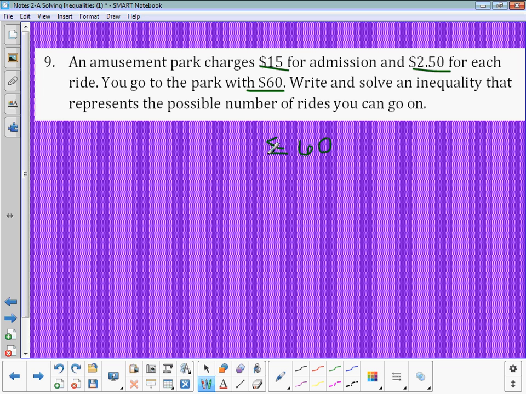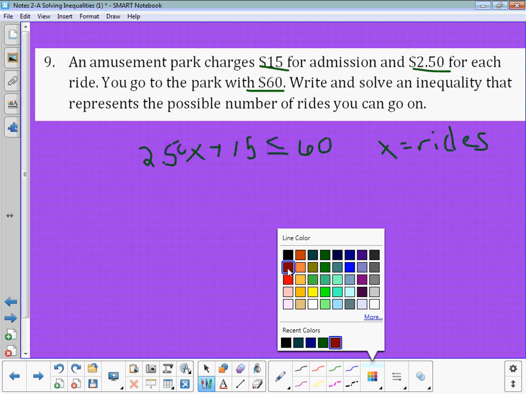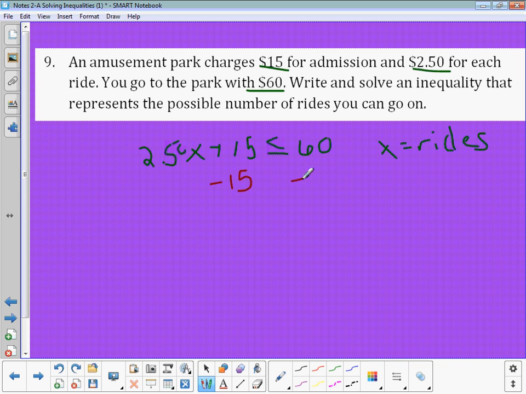Well, when I get to the park, I have to pay $15 no matter what. Okay, I'm going to let x represent my number of rides. So for every x ride that I go on, I'm being charged $2.50. So now we can solve this inequality for x. Here I'm going to subtract 15 from both sides. And then I get 2.50x is less than or equal to 45. Now I'm going to continue solving this for x, and I'm going to divide both sides by 2.50.